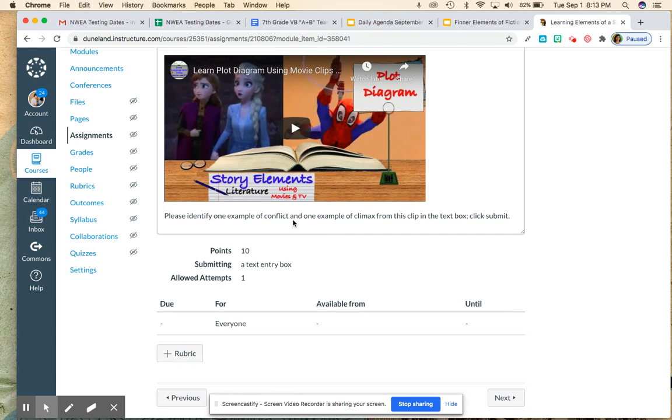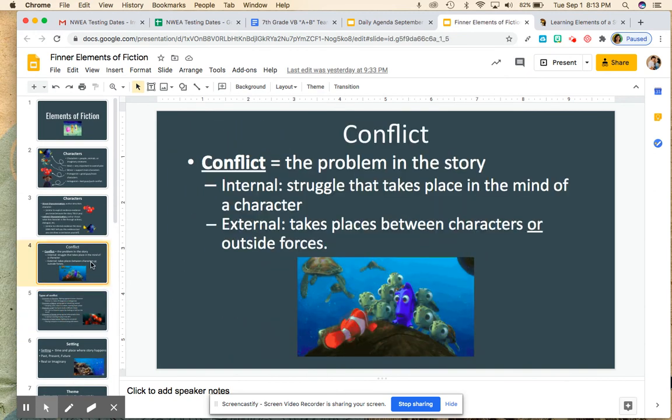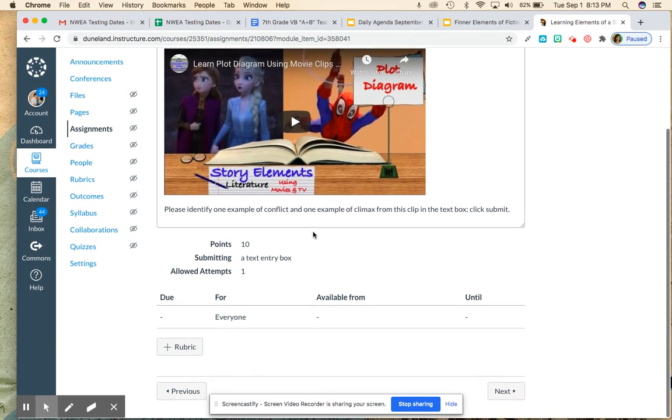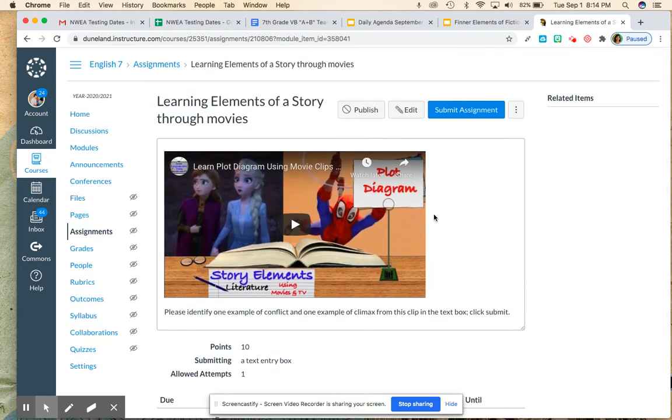You should try to tell me what type of conflict it is, right? So if we go back to the beginning, you could tell me if the conflict is internal or external, and you can also tell me if it's character versus character, character versus nature, character versus self, character versus society, or character versus supernatural, okay? So you'll do that. You're going to type right into the text box again, one example of conflict and one example of the climax of a story, again, where the tension builds and it's the most exciting part. So that is your work today.